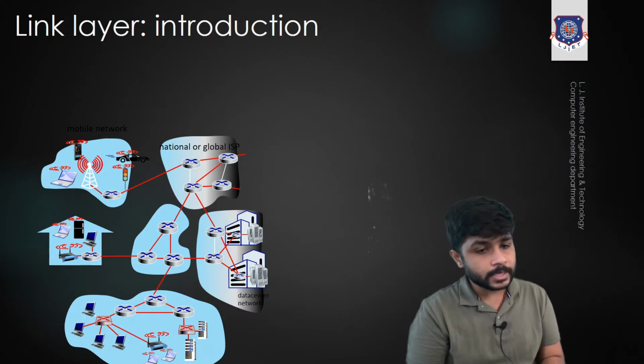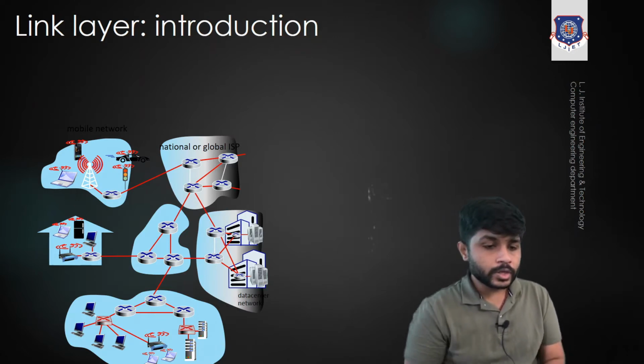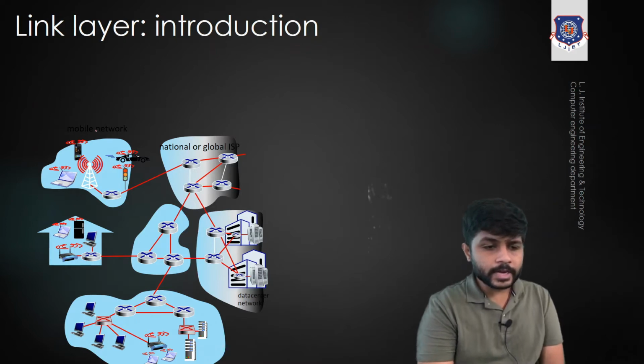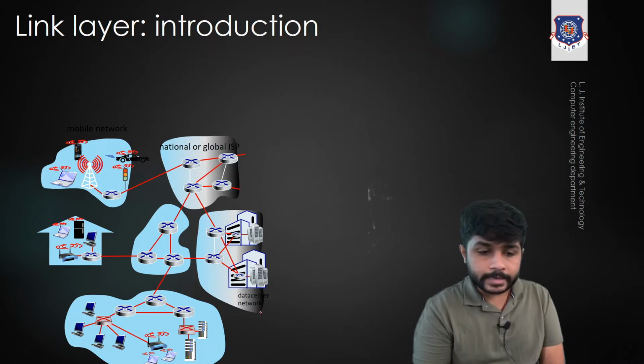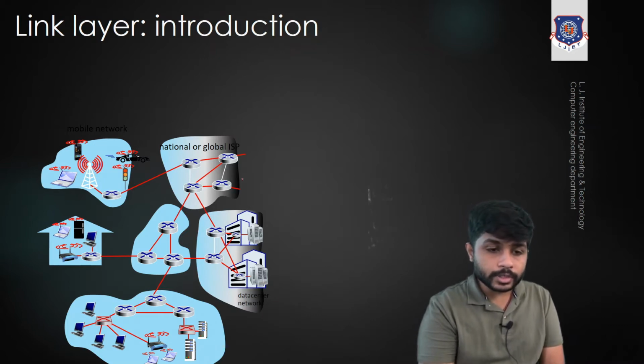Okay, what is a network? A network is a collection of more than one device. So you can see that there are different networks. There is a mobile network, then there is a global ISP, there is a data center network. All these individual networks are connected to each other.